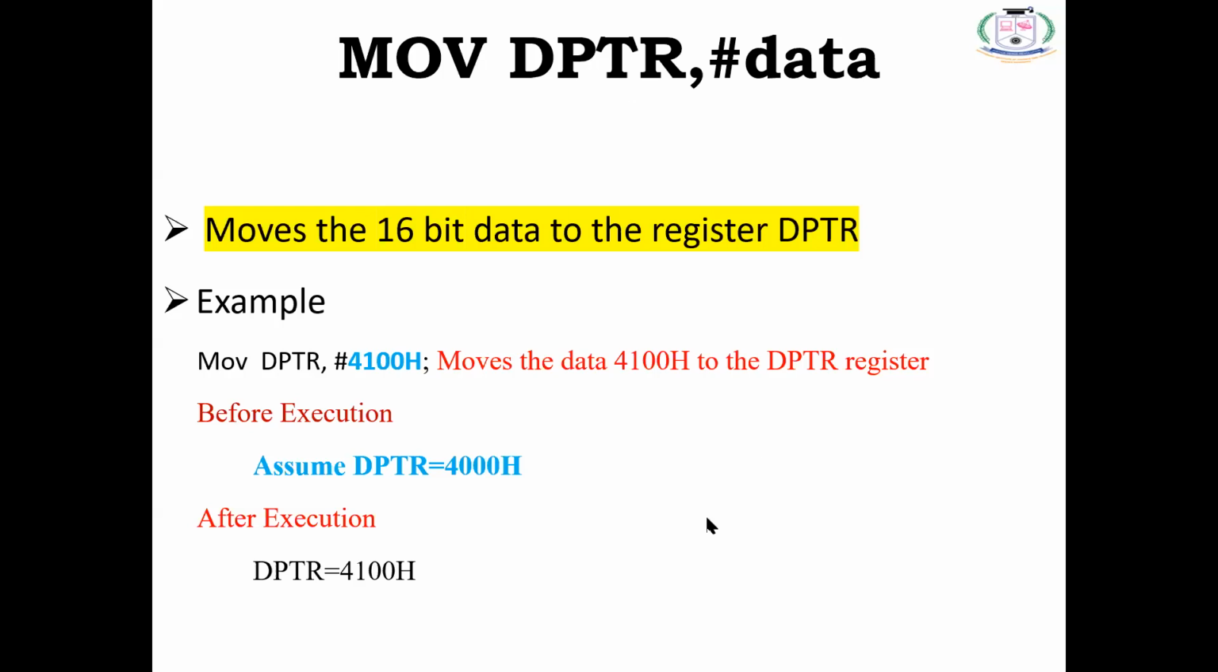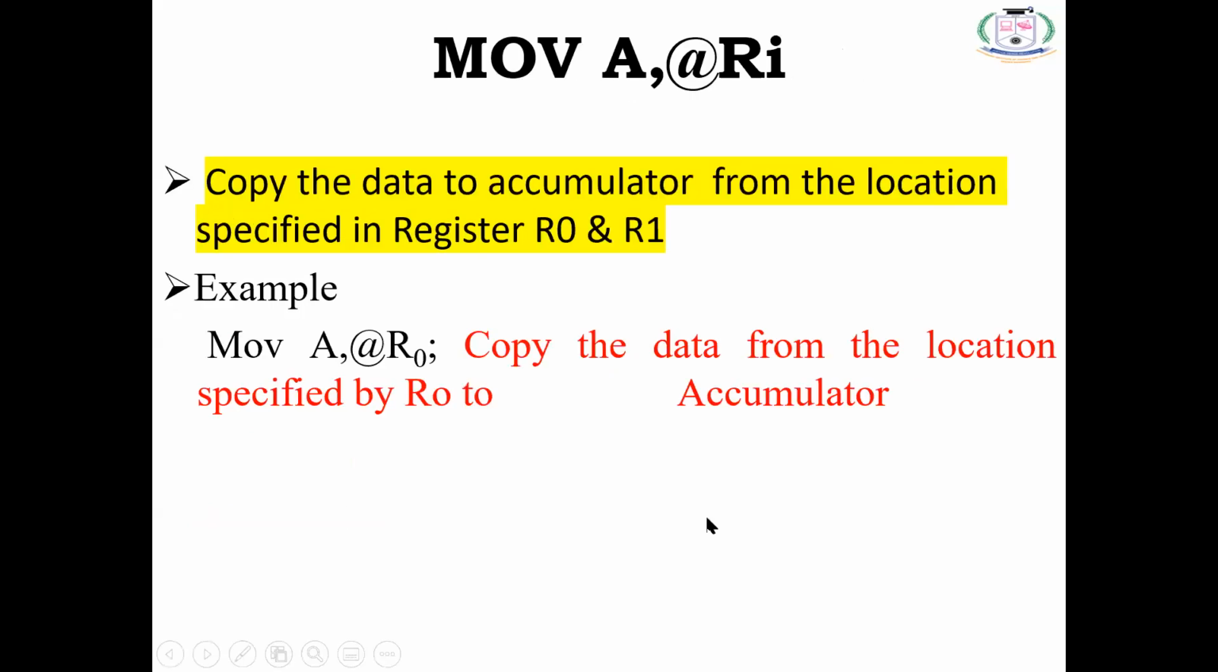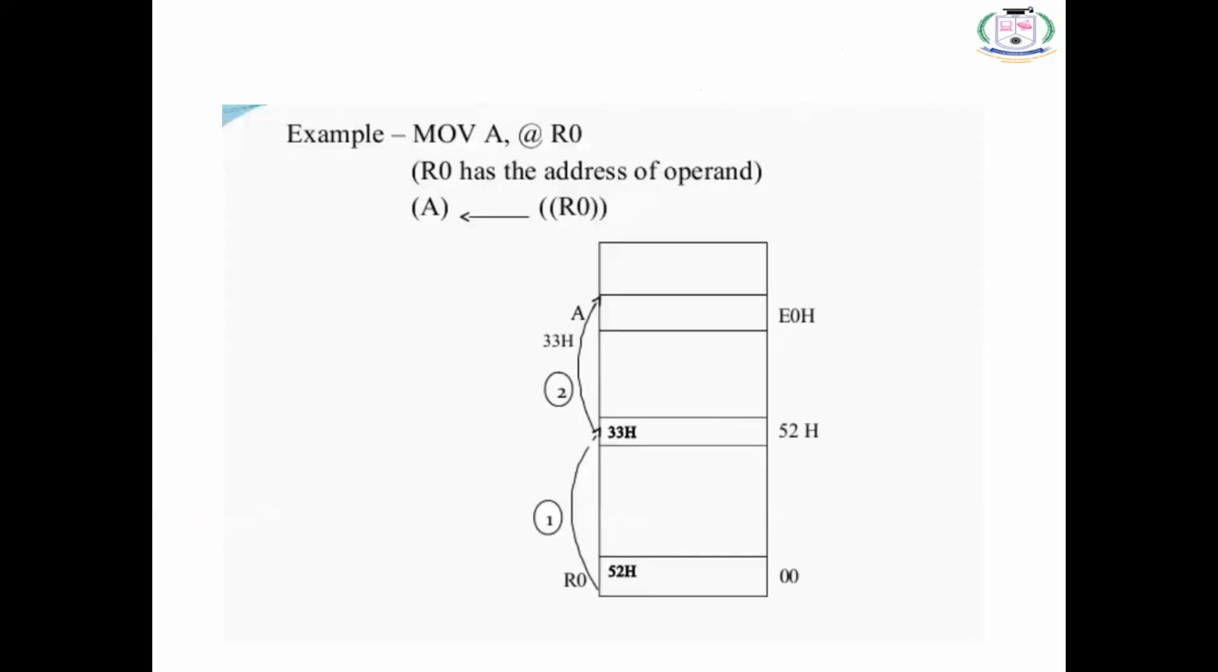Okay, the next instruction, MOV A comma @Ri. Actually, here in the indirect addressing mode, we have seen this instruction. MOV A comma @Ri. The @Ri will specify the address of the operand. So you just go to the Ri location. In the Ri location, what is the data it is showing? 52. So @Ri will go to the 52H memory location. In the 52H memory location, what is my data?